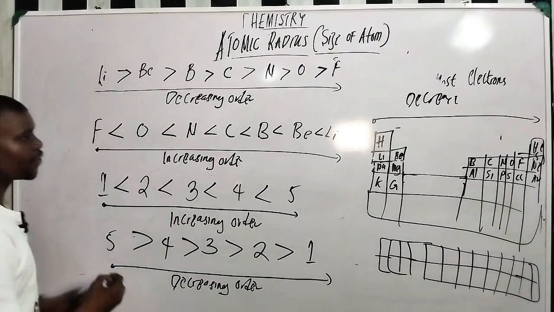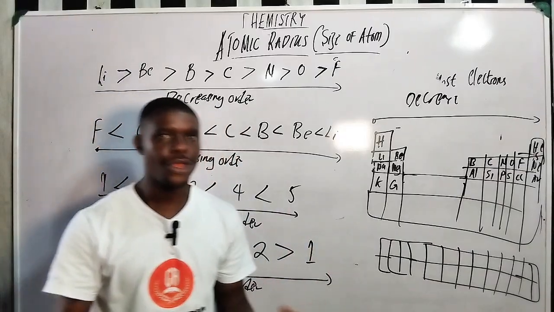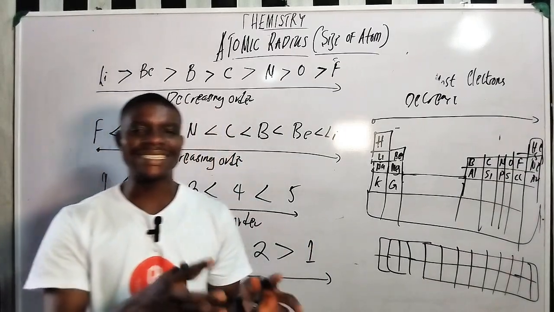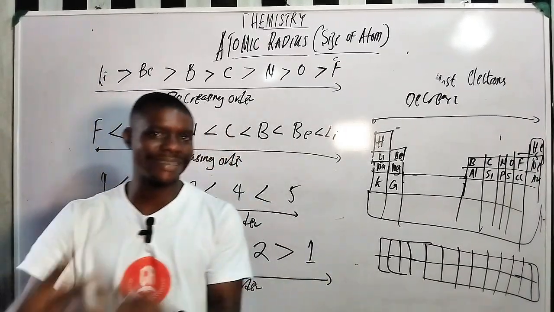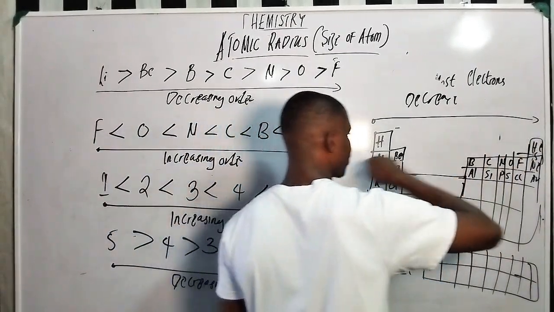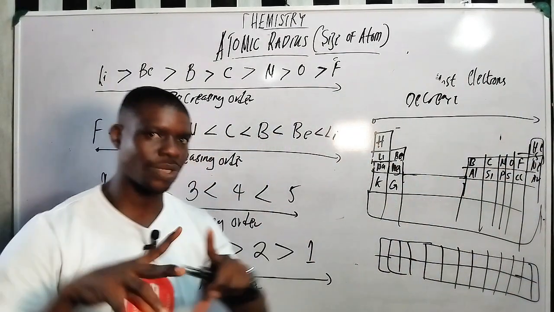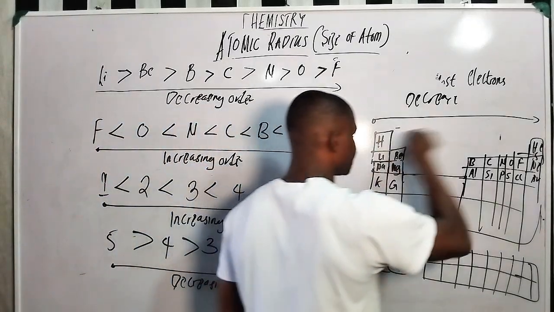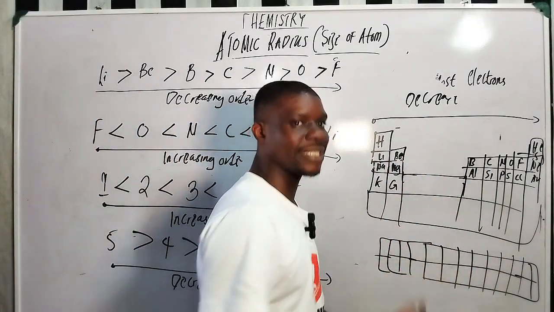So you must understand this concept very well. You must be able to arrange the size of the atom in increasing or decreasing order. In the sense that if you go across the period, because I will also look at down the group, the size of the atom decreases.